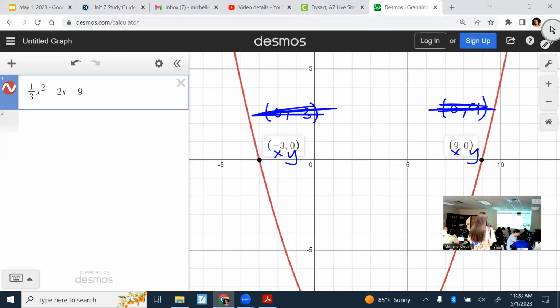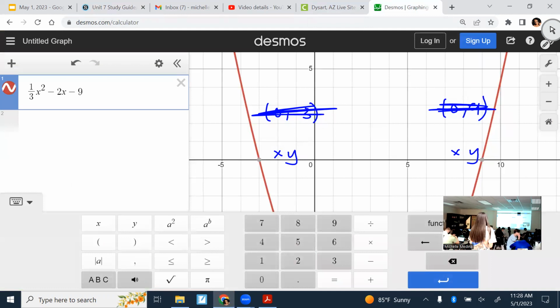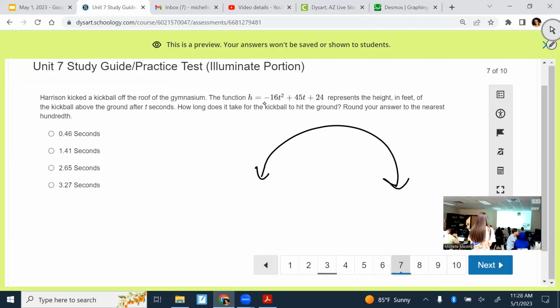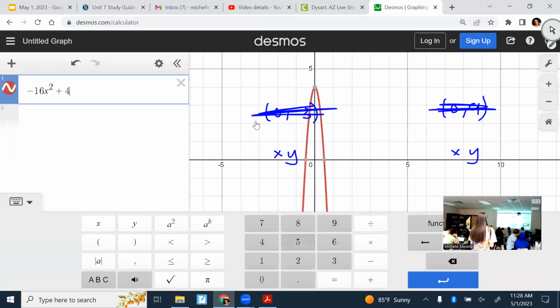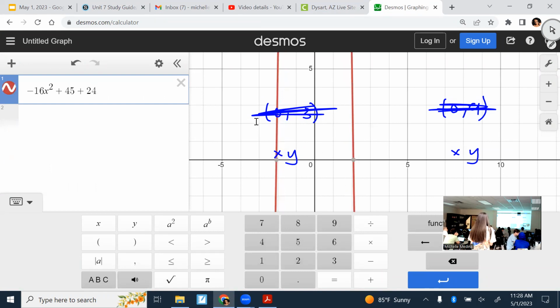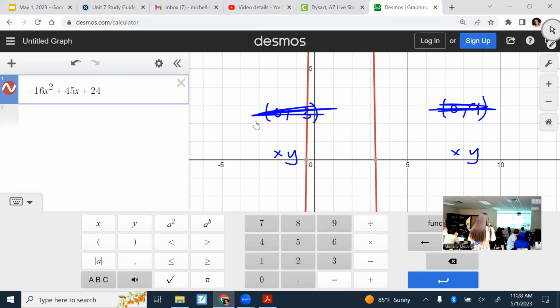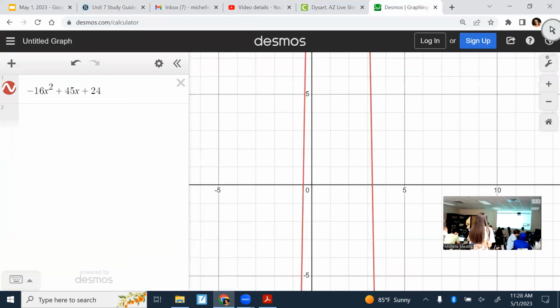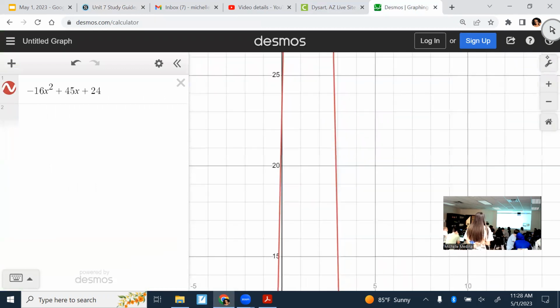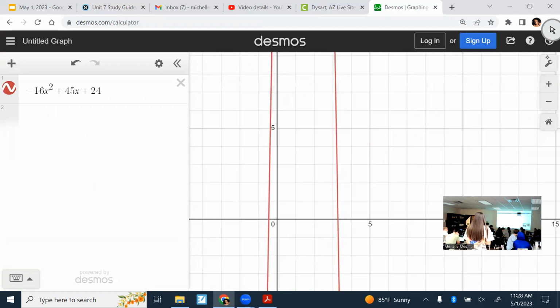So negative 16x squared, or plus, I think, 45x plus 24. So I would not recommend factoring because these numbers are kind of big. Would not recommend completing the square for the same reason. Quadratic formula could work, or graphing. Where would I need to look for when it hits the ground? What part of my graph?